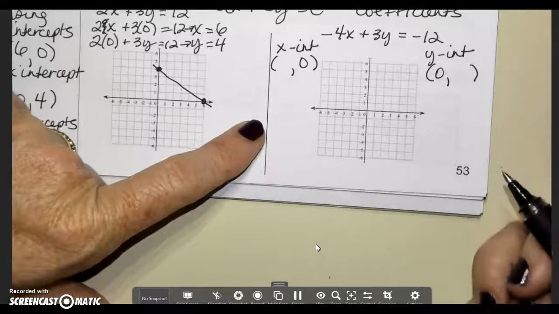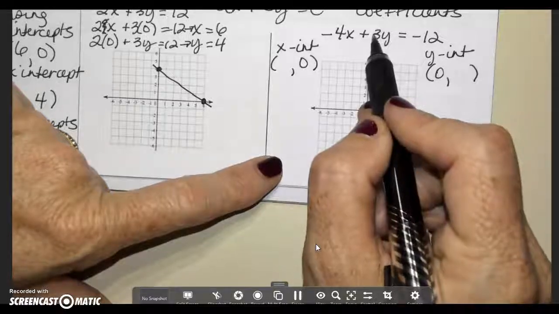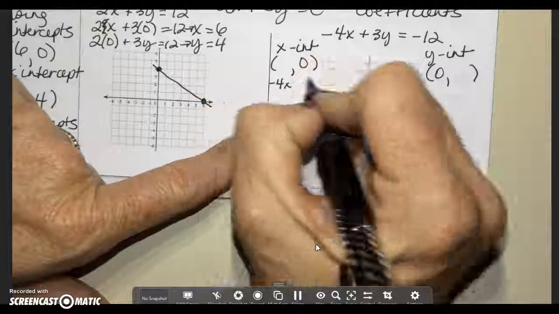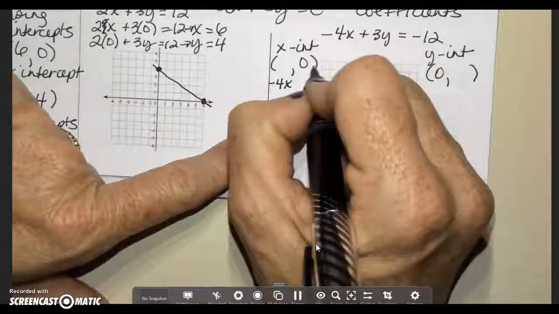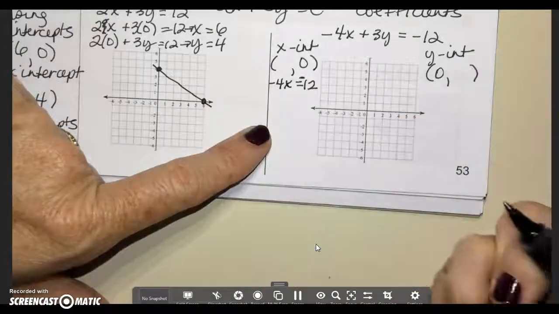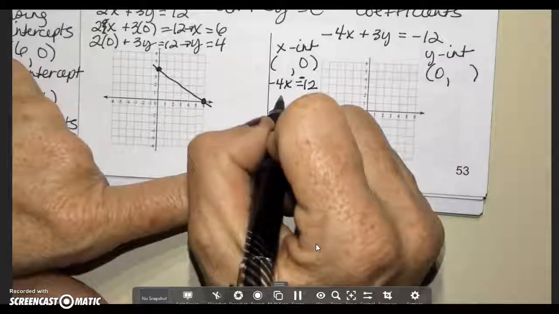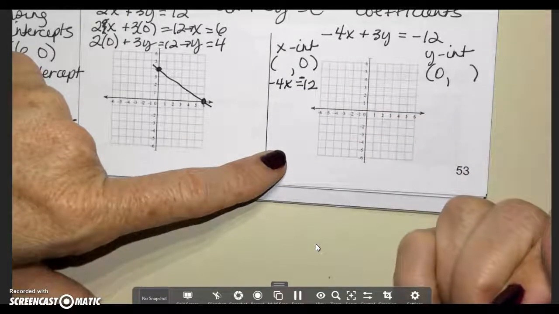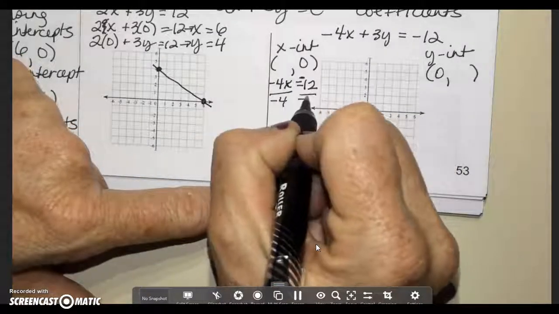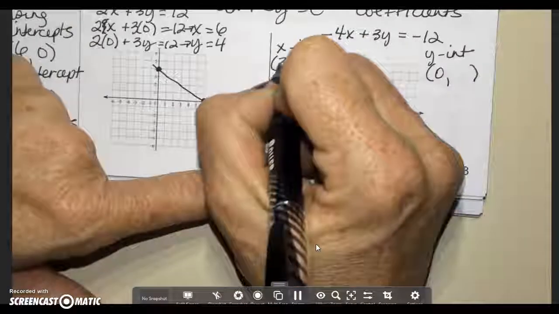Okay, good. So if I'm trying to find the x-intercept, do I need to worry about y now? Don't need to worry about it, because that value is going to be negative 4x plus nothing. 3 times 0 is 0, equals negative 12. How do I solve that? Just divide by negative 4. What's negative 12 divided by negative 4? 3. Good. So your x-intercept is 3.